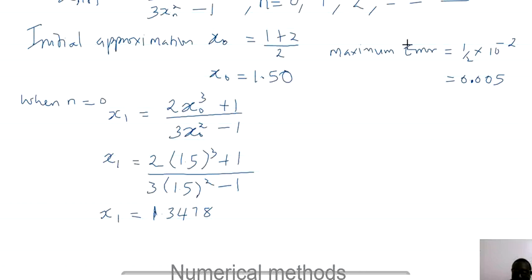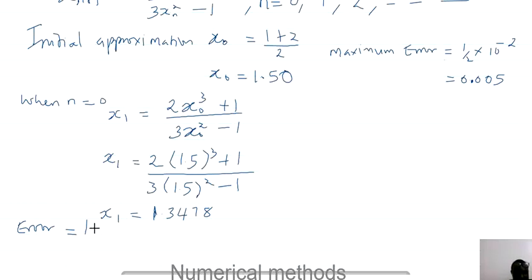Remember, this is the maximum error. So when we stop, we only stop if the error is less than the maximum error. Okay? Now let's get the error. Error, remember, is equal to the magnitude of x1 minus x naught.